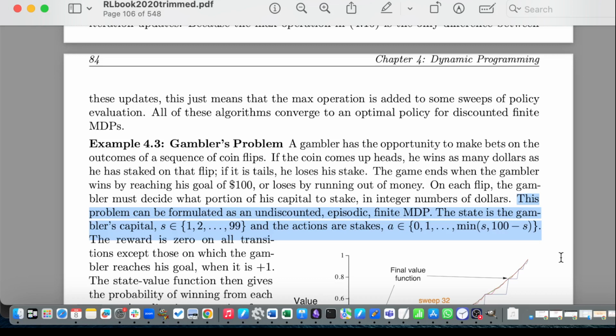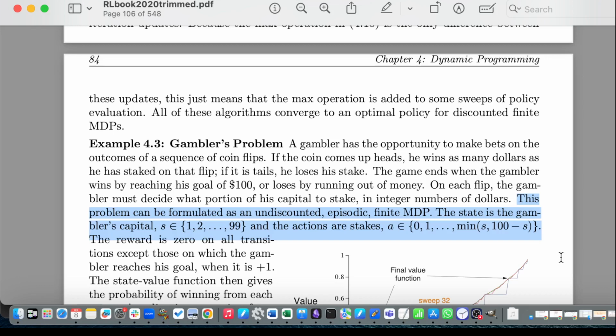So this problem can be formulated as an undiscounted episodic finite MDP. What does this mean? So first of all, you have to know the acronym MDP. If you don't know the acronym MDP, you have no hope of understanding the sentence. MDP is a Markov decision process. So it's a Markov chain with rewards and with actions. That's what an MDP means. What do these other things mean? Undiscounted. This is a word that means the rewards in the future count the same as the rewards now. We had this parameter gamma that controlled that. And this is saying gamma equals 1.